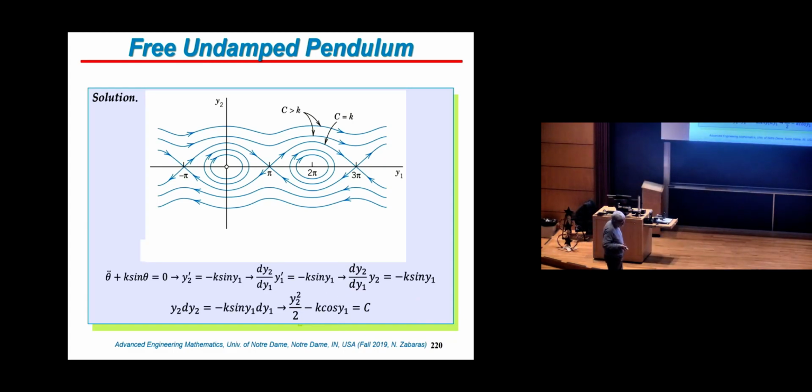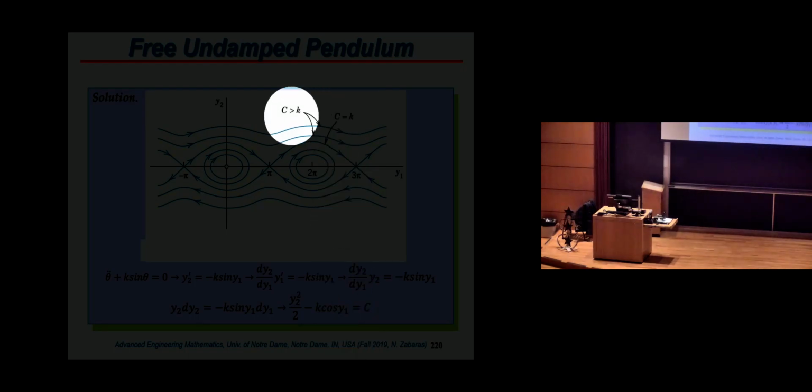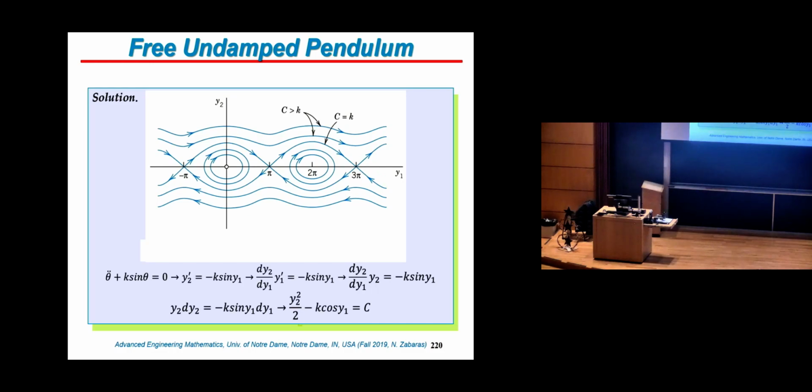So effectively, for this problem, you actually know the trajectories. And if you want to go the extra step, if you draw these by hand, you can populate these with different values of the constant C to indicate the value of the total energy. And you can see the trajectories that escape from these circles have energy greater than K. The trajectories corresponding to the saddle points have energy equal to K. And you can put other values as you wish.